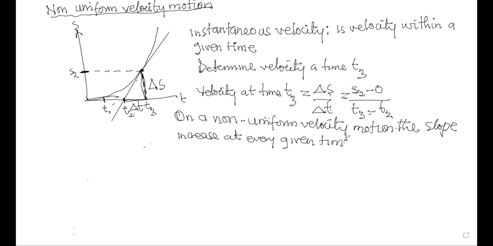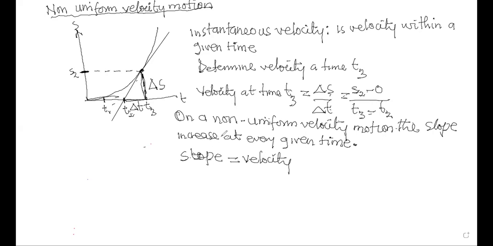Now, for any displacement time graph, the slope is equal to what? For any displacement time graph, the slope is equal to what? Yes, class. Velocity. For any displacement time graph or distance time graph, the slope is equal to velocity.